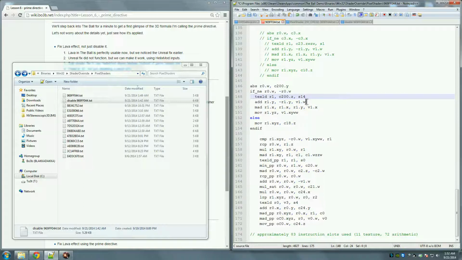The input vertex is XYW from what the vertex shader created. And then these parameters, we'll talk about those in depth in just a few minutes. These are all used as part of the operation. So these 3 lines of code should work to make it actually fix the shader effect. So let's give that a try.